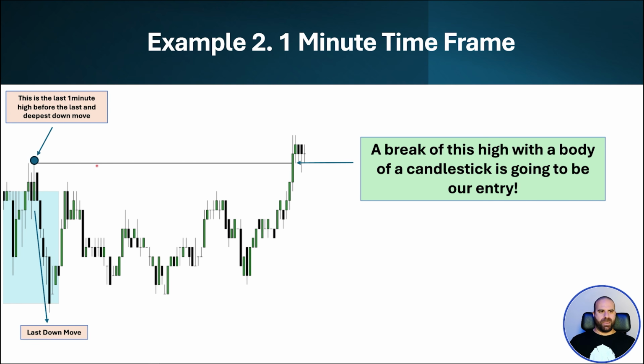Now, a break of a high is happening exactly right here. Why, you might ask, Chris, so high? Because this right here is the last high before the last down move that broke structure. And this is the last down move over here. You can see it with the arrow.